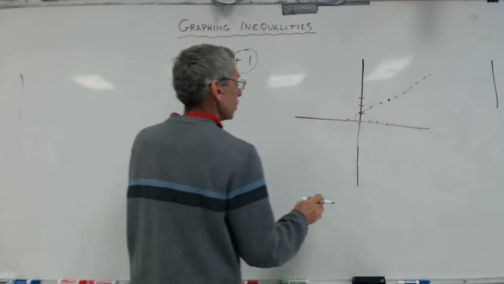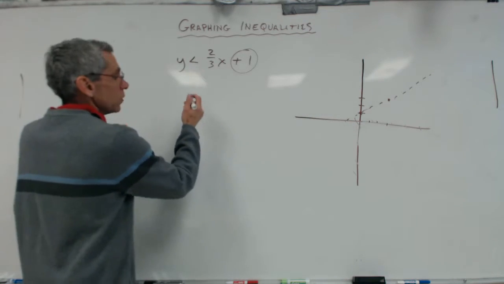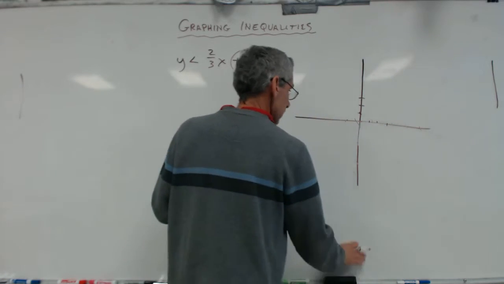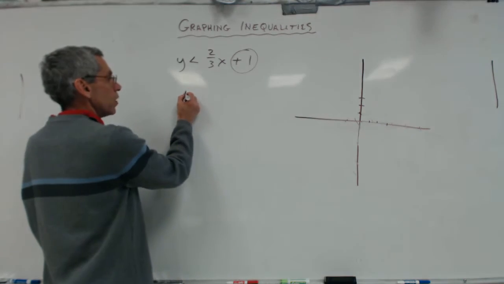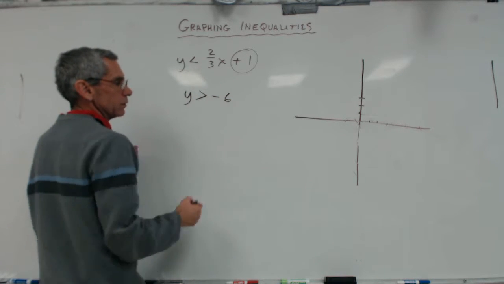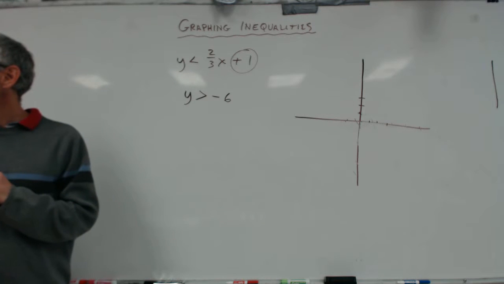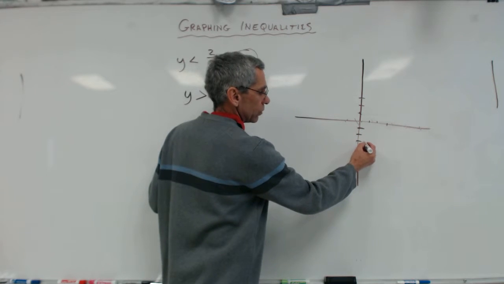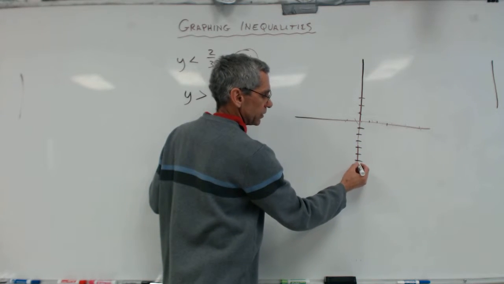We should do a problem. We're out of time, it would probably have been easier to just, what if I said this, graph this: y is greater than -6. Well, then don't you just draw that line at -6? I go down 1, 2, 3, 4, 5, 6. There's -6.